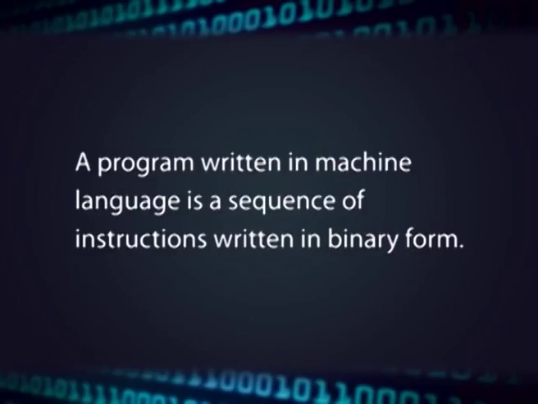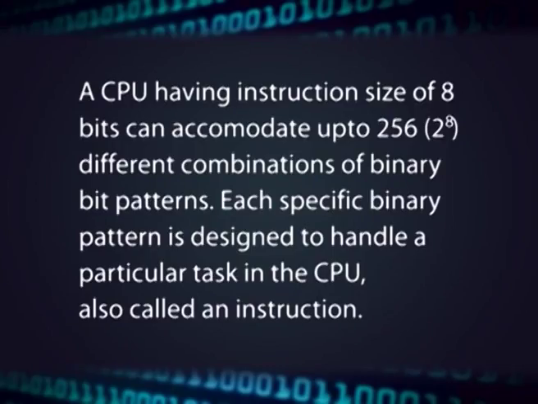Hello everyone. In the earlier topic on how CPU works, we have learned that the instructions and data are represented in the binary form at CPU and memory level. A program written in machine language is a sequence of instructions written in binary form. That means every instruction in the instruction set has a unique binary code specific to a particular CPU. A CPU having instruction size of 8 bits can accommodate up to 256, that means 2 to the power 8, different combinations of binary bit patterns.